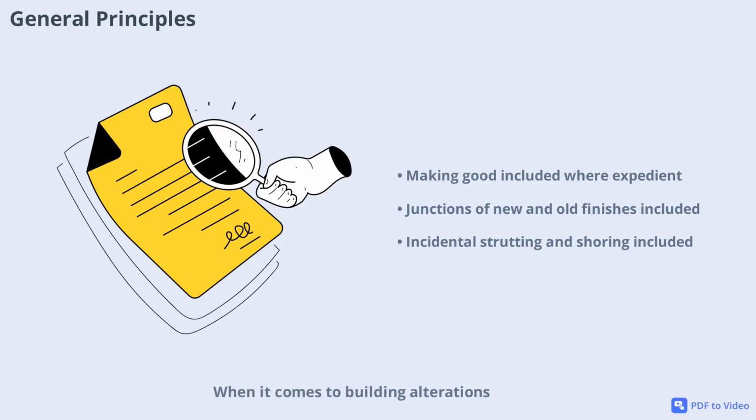When it comes to building alterations, there are several general principles that must be followed to ensure clarity and accuracy in the work descriptions. Making good, which refers to restoring or repairing areas affected by alterations, should be included in the descriptions of the relevant alteration items whenever it makes sense. If not, it should be listed separately, following the guidelines for each trade.